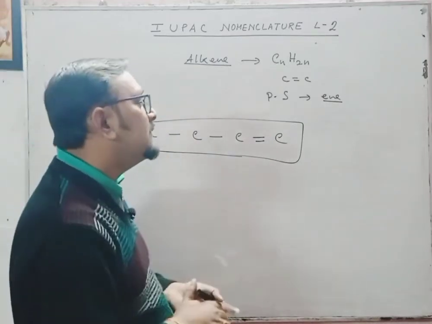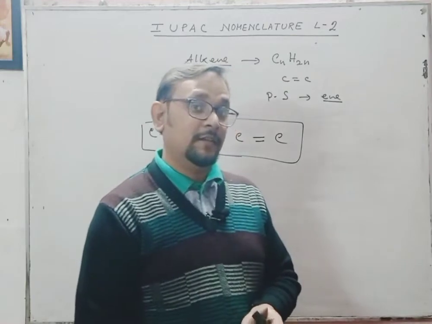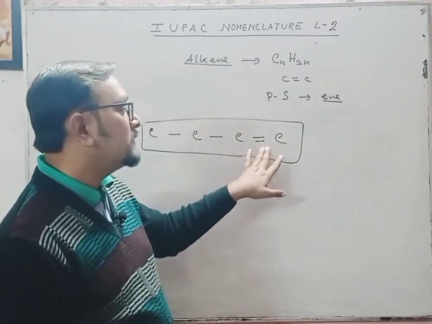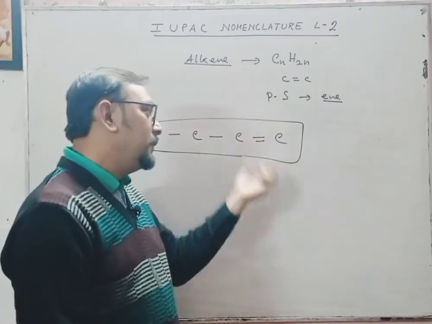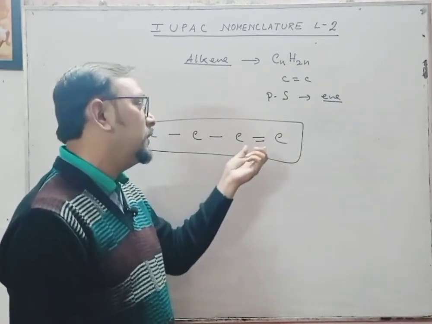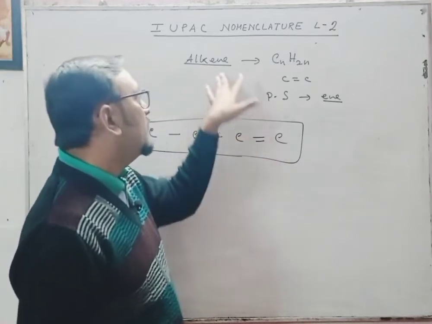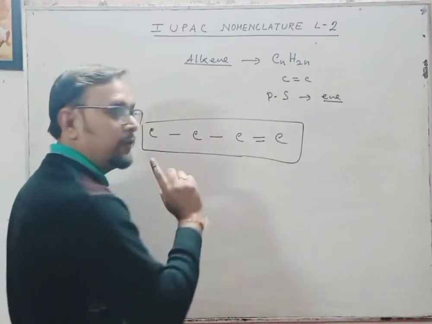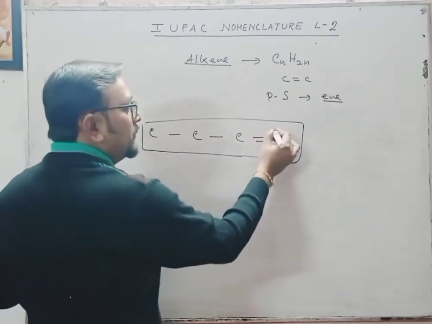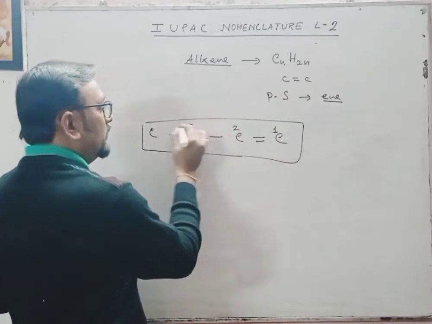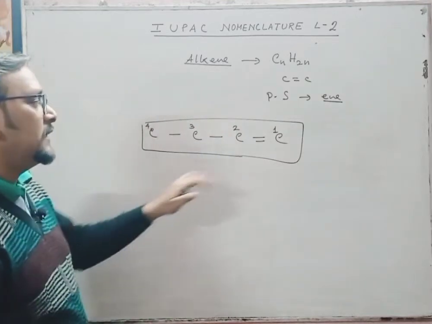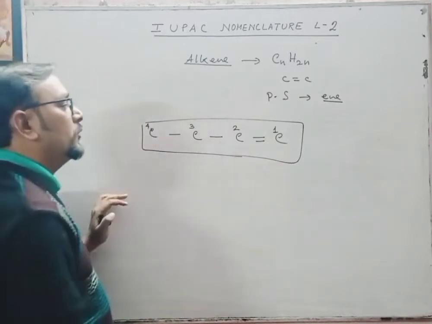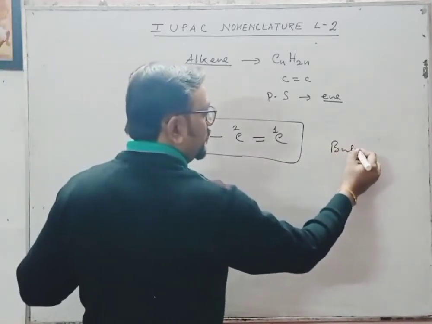Now from which side shall I start the numbering? Numbering you should always start from the side where you see the double bond, triple bond or the multiple bond. Since in this case we are discussing ene, you give preference to the double bond, which means I will start numbering from this side. 1, 2, 3, 4. So already I got the word root also with this. The word root is but.